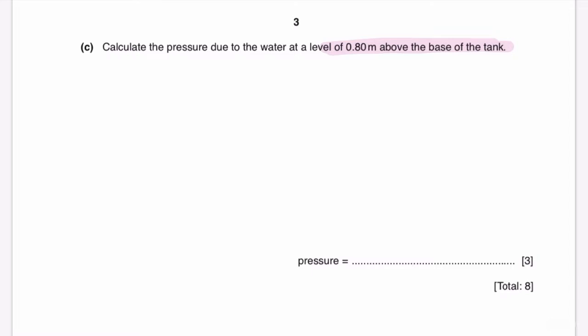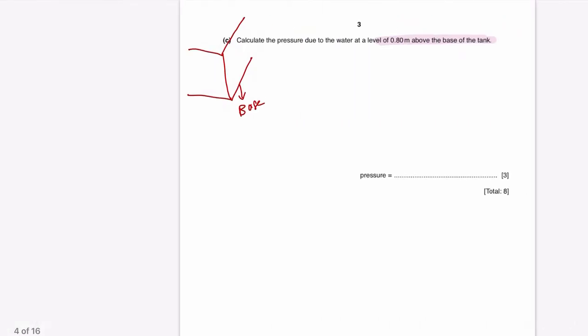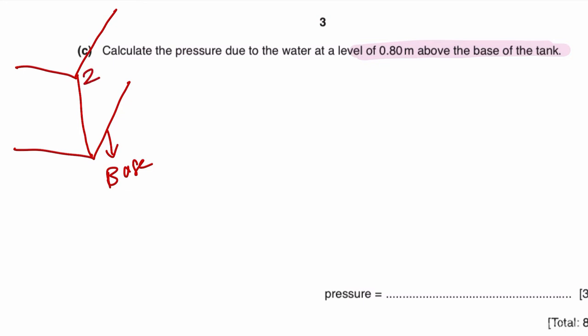Okay. C. Calculate the pressure due to the water at the level 0.8 meters above the base of the tank. Above, this is obviously they're trying to trick you, because it's above the base of the tank. So basically, if this is your tank, this is the depth of the tank. This is the base of the tank. And what was the depth or the height? It was 2 meters. We're told the pressure due to the water at the level of 0.8 above the base. So this is the base, and here is 0.8.